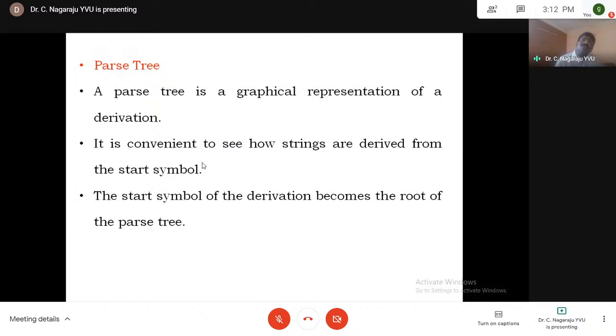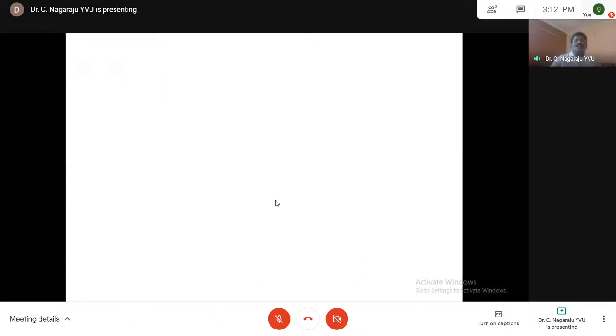How do we achieve the derivations? In a derivation, the right-hand side non-terminal symbol is replaced with appropriate productions, so that we can generate the parse tree. The start symbol of the derivation becomes the root of the parse tree. In any parse tree, the starting symbol represents the root of the parse tree.